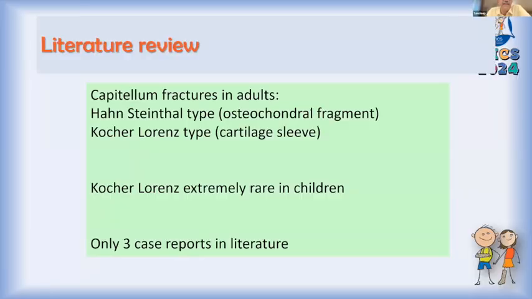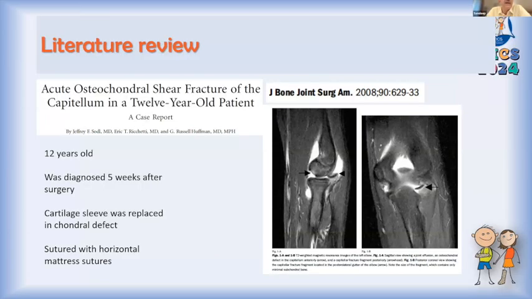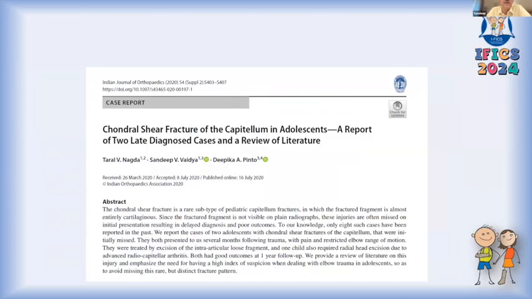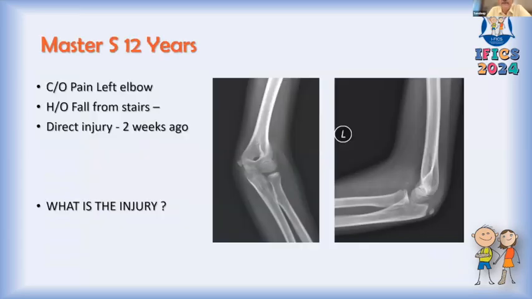So if you look at literature, for capitular fractures and osteochondral fragments, two types have been described, the Hahn-Steinthal and the Kocher-Lorenz types. And it's extremely rare in children, with very few case reports in literature for these chondral or osteochondral fractures of the capitulum. Again, this 12-year-old child who had a fall from stairs, the X-ray looked innocuous, but there was a subtle shadow in front of the elbow.